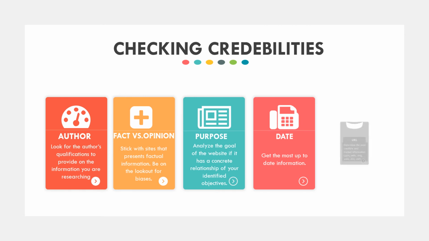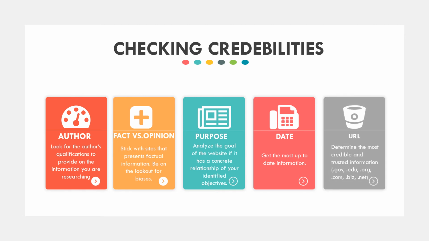Fifth, and the last one, is checking the URLs. Different websites have different URLs. To help determine a site's credibility, you'll want to determine if you are visiting a personal website or blog, a government website, or another type of website.